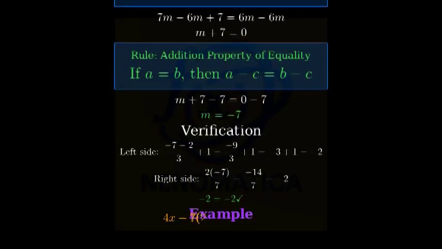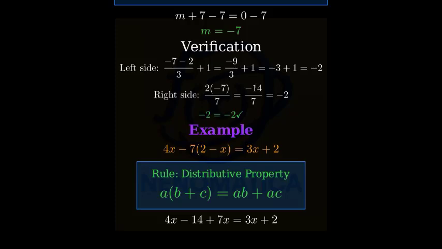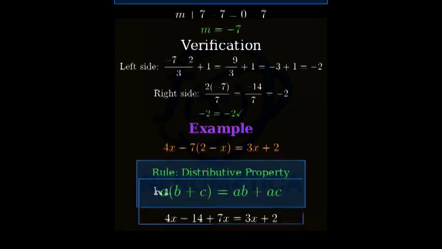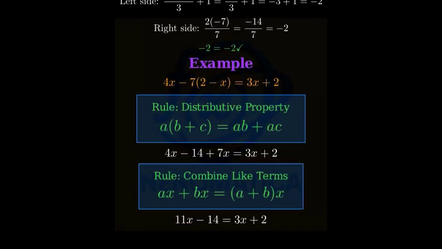Now, let's solve our second example. In our first step, we'll distribute negative 7 to the terms inside the parentheses. Negative 7 times 2 is negative 14, and negative 7 times negative x is positive 7x. For step 2, we'll combine like terms on the left side of the equation. 4x plus 7x gives us 11x.